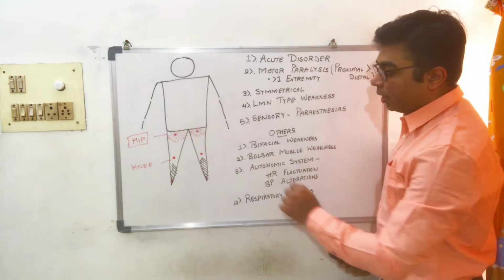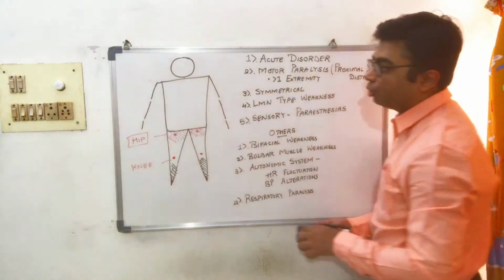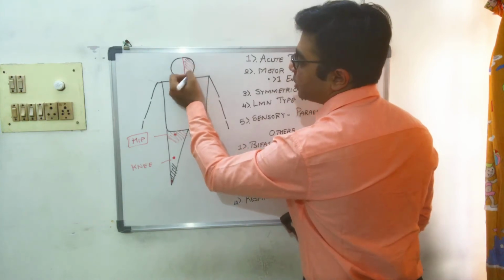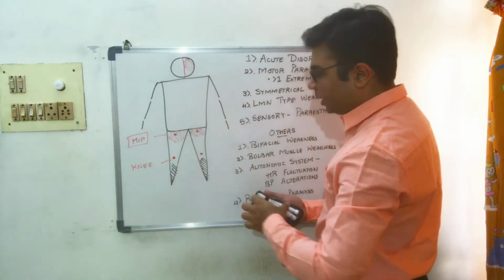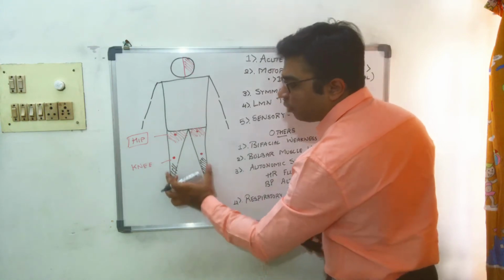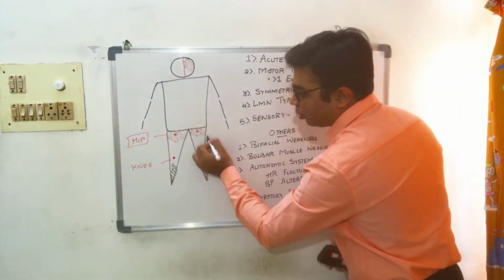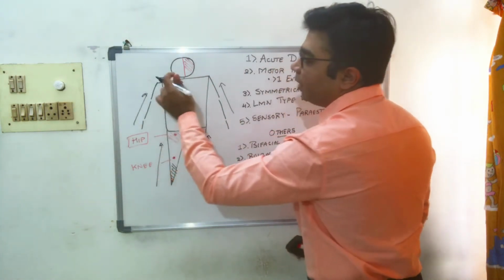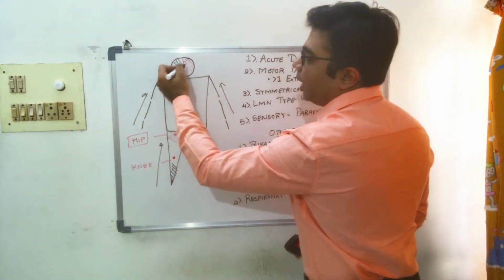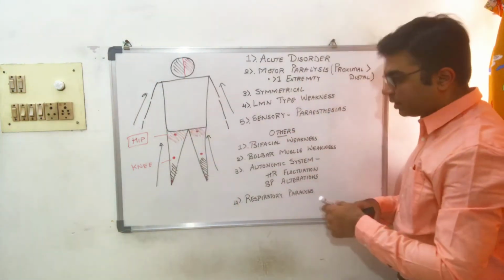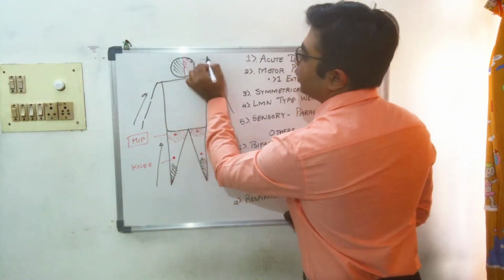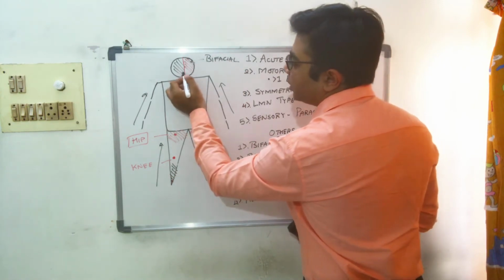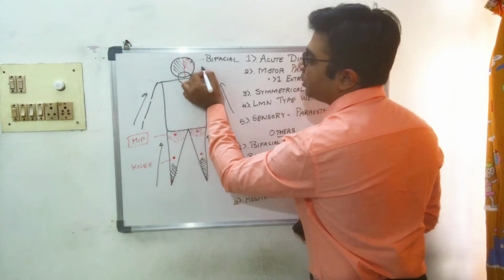Other symptoms include bifacial weakness. Let me write it over here, that there can be bifacial weakness. Very rarely, but GBS is a kind of ascending paralysis, so it goes upwards. Very rarely it involves the cranial nerves, and bifacial weakness is there. Sometimes the bulbar muscles are involved, here lie our bulbar muscles.